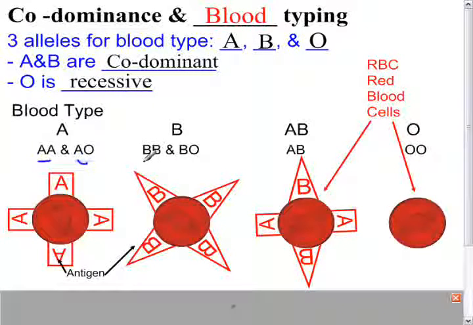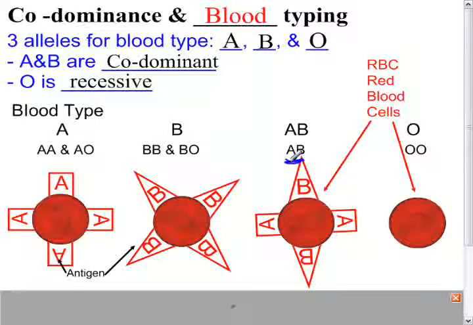If you're type B, the same thing. That means you have the B antigen, or you might have B as well as O, but in both cases your blood will look the same. It will have the B antigen. There is only one genotype for type AB, and that is having both alleles.